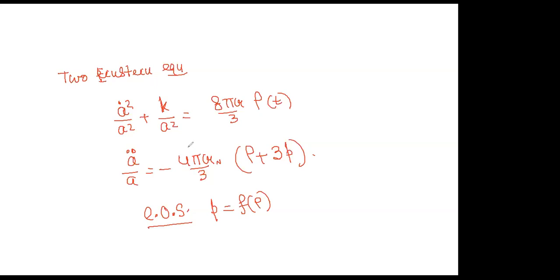Right? So what we have is A dot positive, for normal matter, radiation, whatever here, A dot positive, so the universe is expanding. At the same time, A double dot negative, that means this expansion is actually slowing down. Now, what can we do with these two pieces of information?